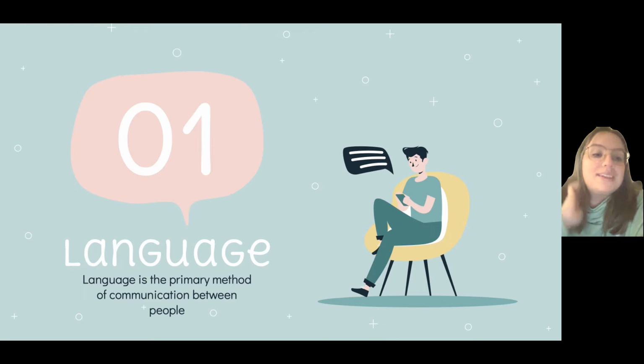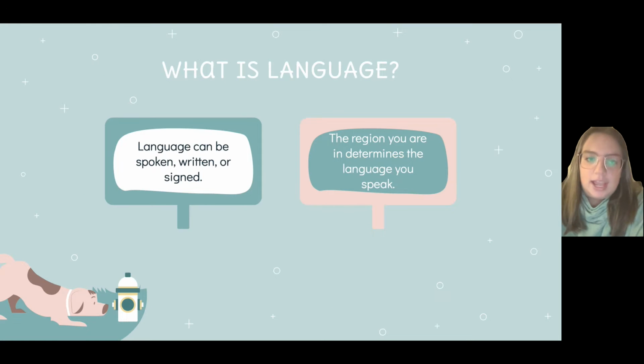So, starting with a very basic definition of language. Language is the primary method of communication between people. And diving a bit deeper into that, it can be spoken, written, or signed. And the region that you live in actually determines the language that you speak, typically.